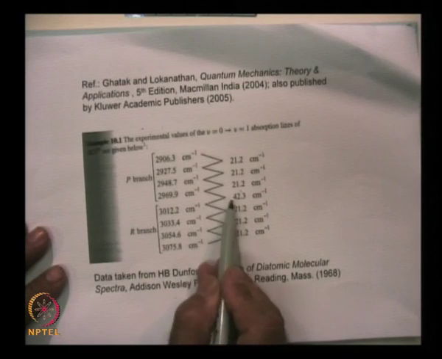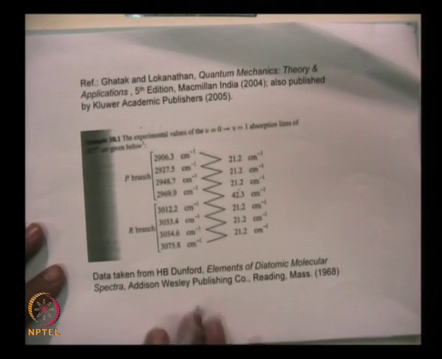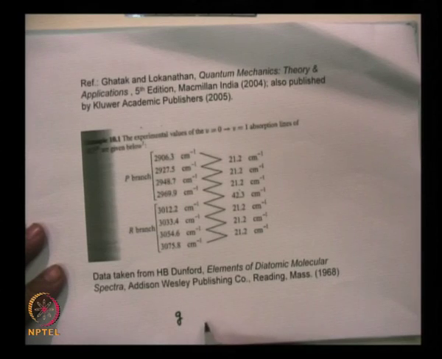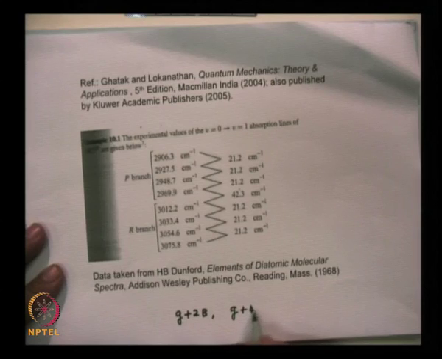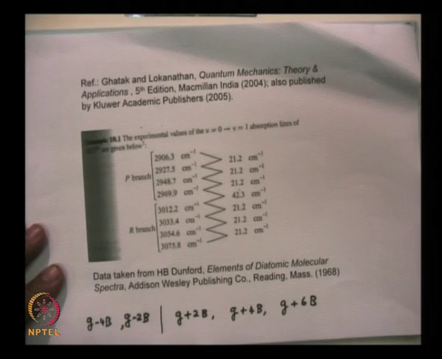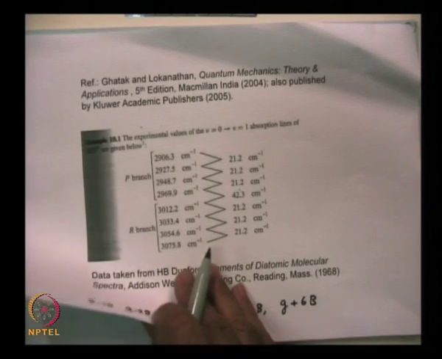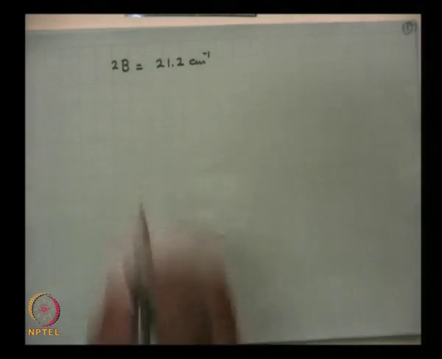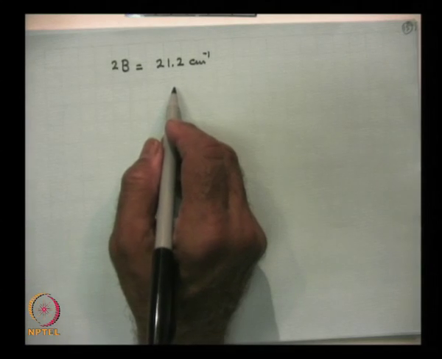So, at the center you will have the spacing, because you will have g plus 2b, g plus 4b, g plus 6b, and on the other side g minus 2b, g minus 4b, etc. But the g transition is not allowed. So, from this you will obtain that 2b is equal to 21.2 centimeter inverse.